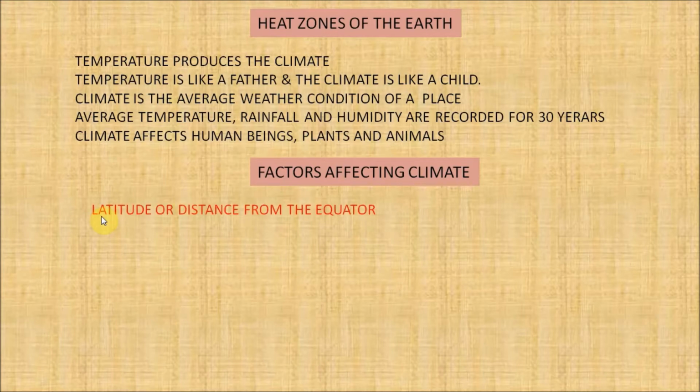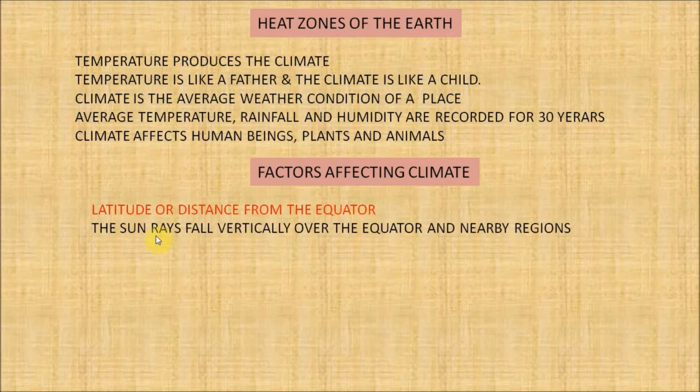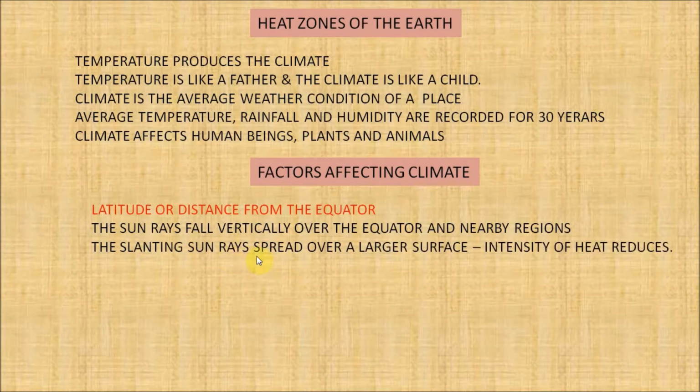So first and foremost, latitude, or distance from the equator. The sun rays fall vertically over the equator and nearby regions. These places remain hotter than the places which are away from the equator. The slanting sun rays spread over a large surface of the earth. Consequently, the intensity of the heat reduces. Gradually, the temperature decreases and becomes extremely low throughout the year near the areas of the poles.